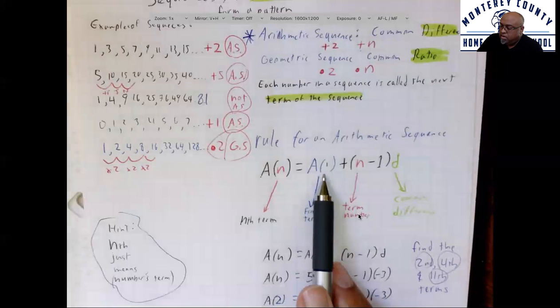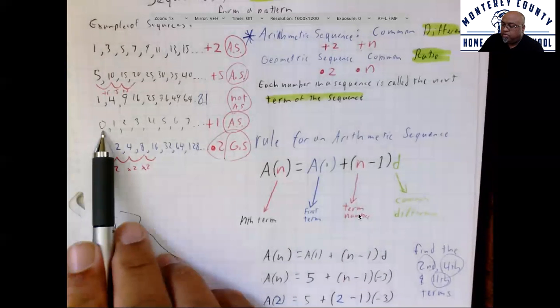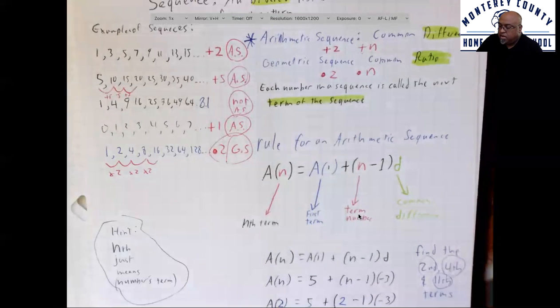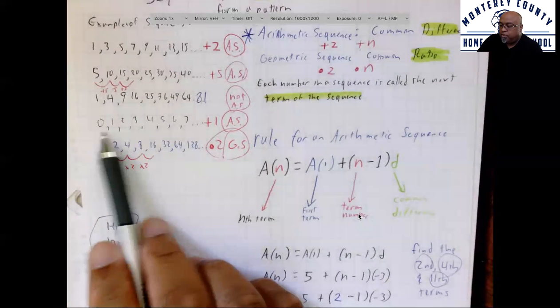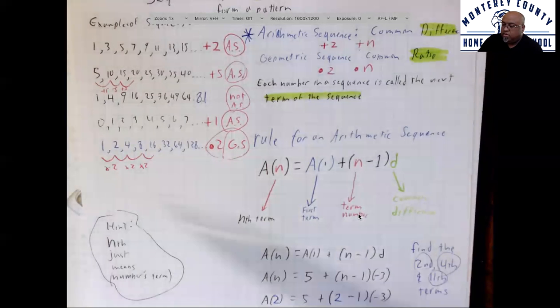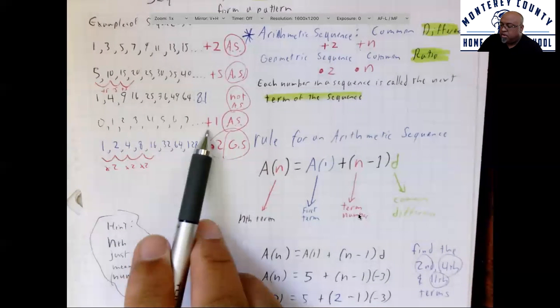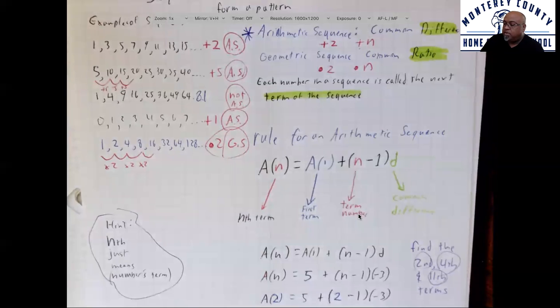a1 would be the first term in the sequence. So using this sequence, my first term is 0, okay? The term number is the number of the term, so in that case it would be the 4th term because 3 is the 4th term in the sequence. And d would be the common difference. So in this sequence, that would be plus 1, okay? Now, in order to find it, you would just plug in the numbers in this particular sequence and then you can solve, okay?